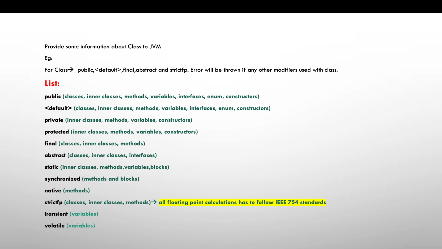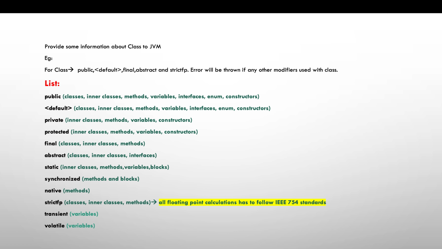The next one is the private access modifier. This can be applied only to inner classes, methods, variables, and constructors. If it is applied, then these can be accessed only within the class. The next one is protected. It can be applied only to inner classes, methods, variables, or constructors, and then these can be accessed within the package, and outside of the package through subclasses.